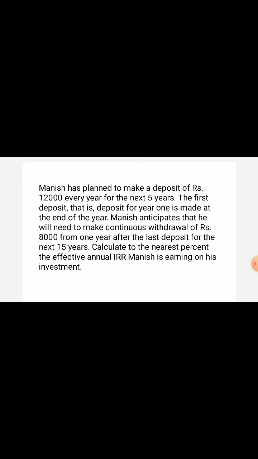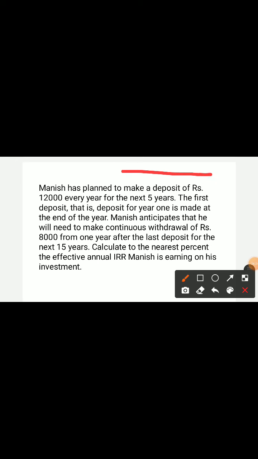Now in this numerical, Manish is investing for 5 years. In the first year he invests 12,000. In the second year he invests 12,000. In the third year he invests 12,000. Similarly in the fourth and fifth years. So each year he invests 12,000.